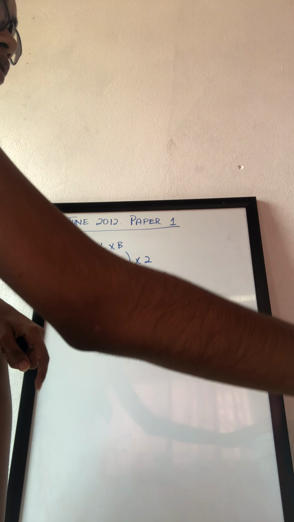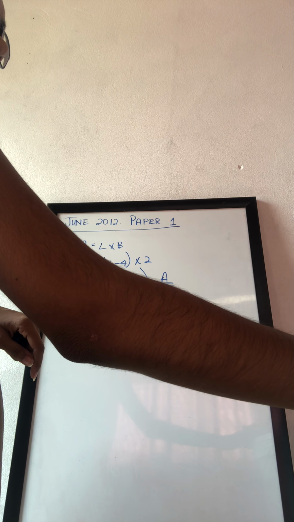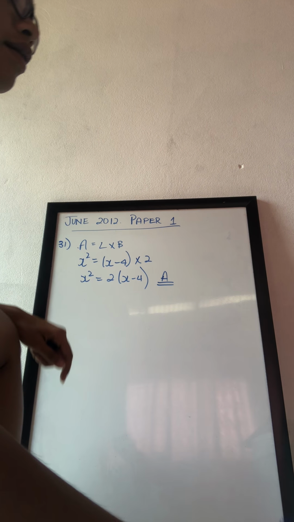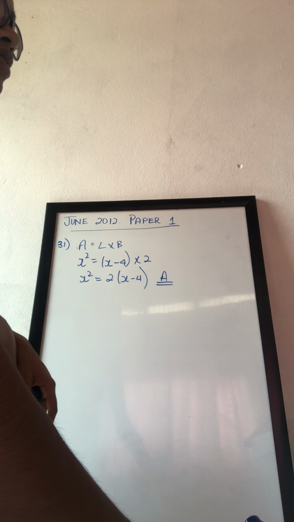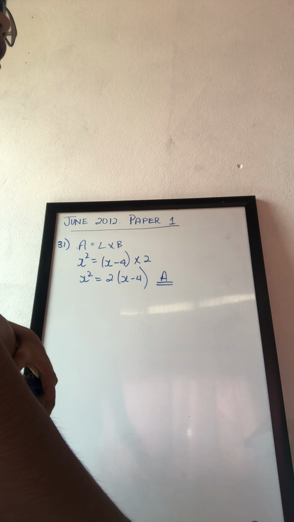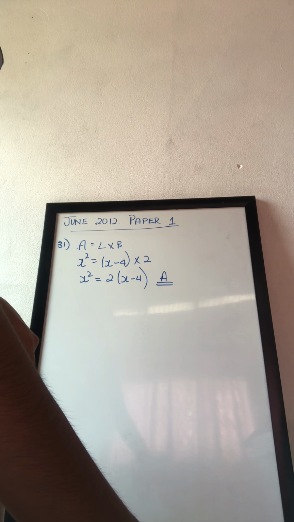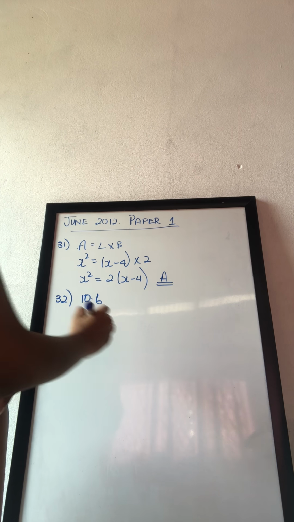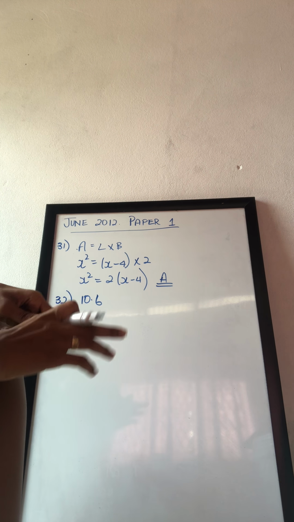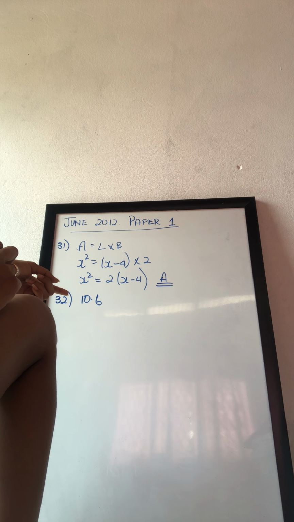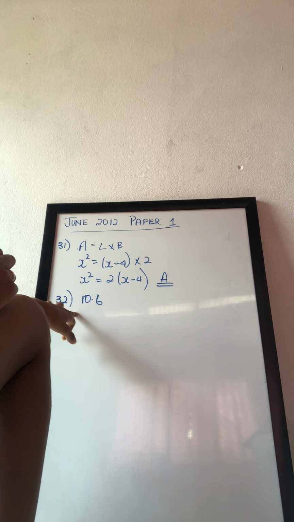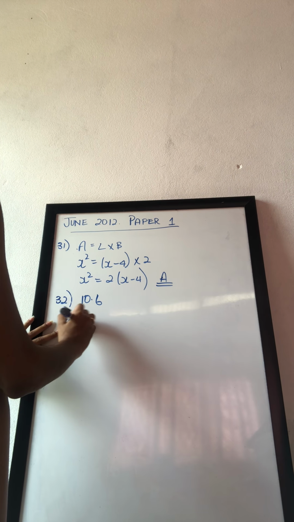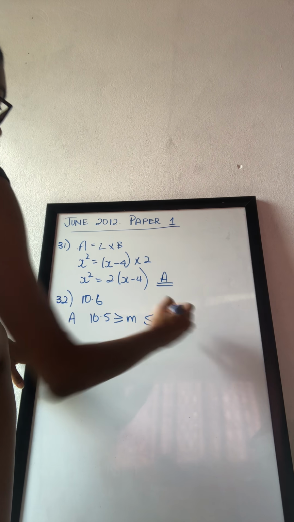Now 32, the mass in kilograms of a bag of rice is given as 10.6 correct to 1 decimal place. The range of values in which the actual mass lies is, now, so this is 32. 10.6 is the mass, right? They want to know what's the range of values we could use for the mass. Remember, it would round up to 10.6. Now for A, that is 10.5 is more than or equal to M, less than or equal to 10.7.